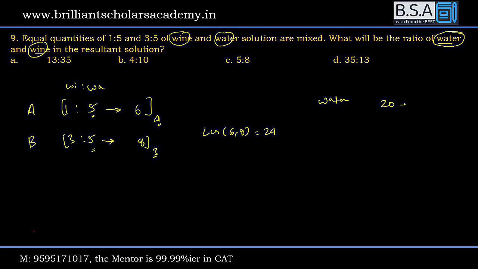So water is 15 units, divided by the ratio of wine. This 4 is multiplied here, so wine becomes 4. This 3 is multiplied here, so wine becomes 9. So the answer should be 35 by 13. So these are the tricks CAT plays with us. They'll give you the ratio of x and y, and they'll ask you for y and x. So always make sure you're reading the right order, or while marking, you're marking the right answer. It will be 35 by 13.